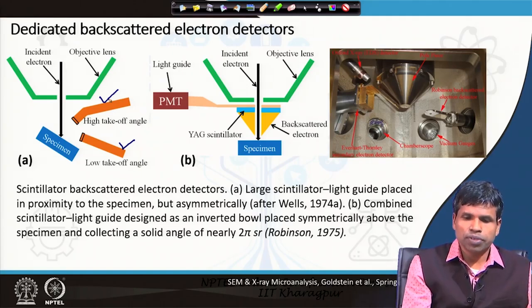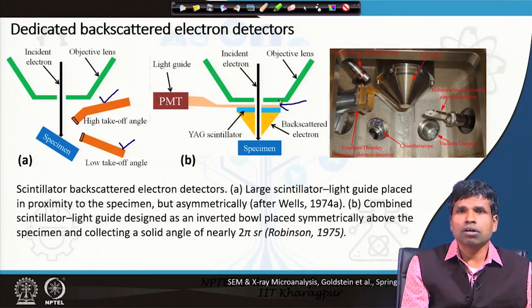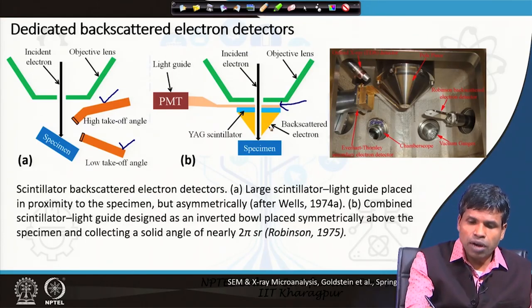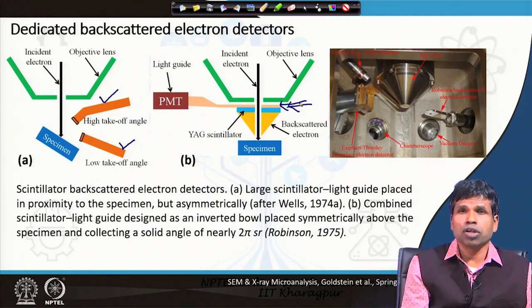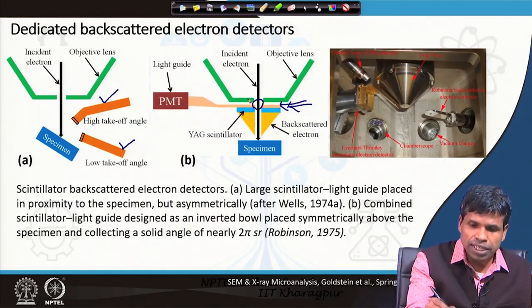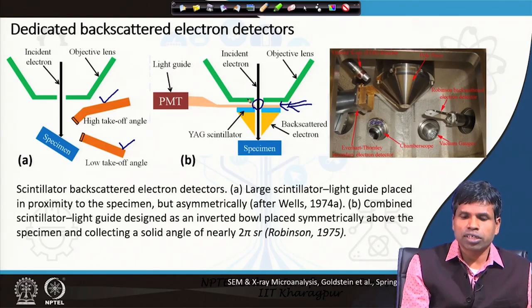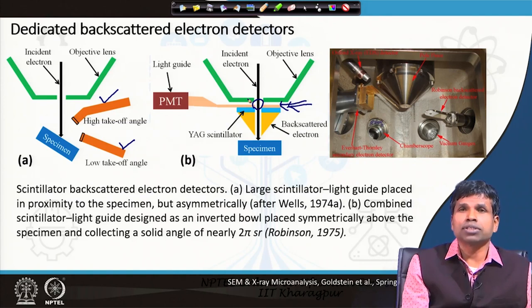We can collect the backscattered electrons by applying a negative bias, or without applying a bias, that is, in an unbiased condition. In the other case, on the right side, the detector is placed just below the pole piece or objective lens. As our backscattered electrons mostly emerge back towards the electron beam, we can collect them more efficiently if the detector is placed above the specimen, just below the pole piece. Moreover, there should be an opening in the middle of the backscattered detector so that the electron beam can pass through and strike the specimen.